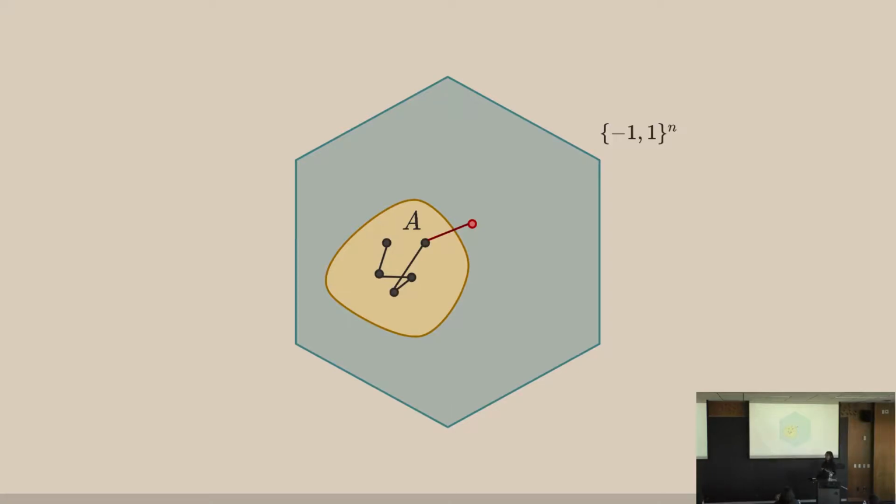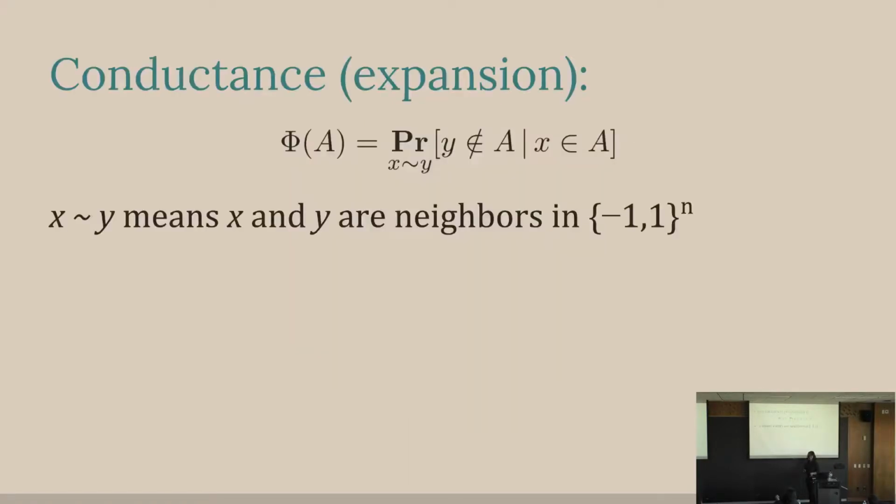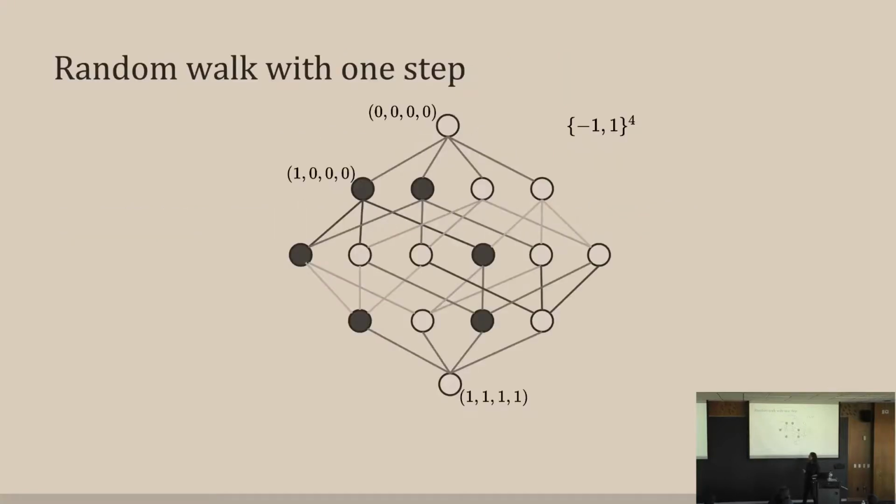So the question is, how long does it take for us to end up outside the set that we started on? And to simplify this question a little bit, instead of asking how long we take to end up outside, we can just ask what's the fraction of edges that cross from inside the set to outside the set. To talk about this, we make this definition of the conductance or expansion of the set, and that's just the probability that an edge has one side inside the set and one side outside the set, conditioned on one end of the edge being inside. So yeah, I'll explain what this means in pictures.